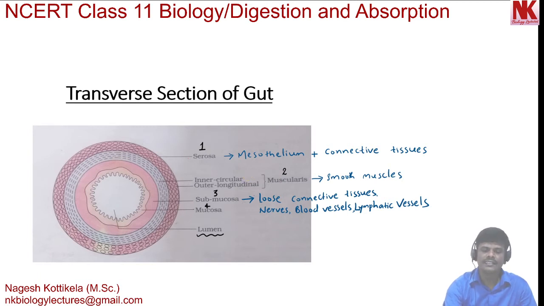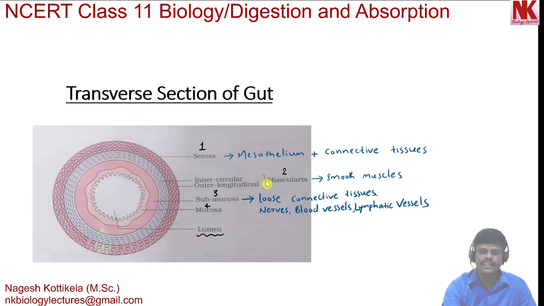Moving to the next, third layer is submucosa. It is formed by loose connective tissues that are supplied with nerves, blood vessels and lymphatic vessels. Here loose connective tissues can be areolar tissue and adipose tissues. Submucosa, you can see here, this is submucosa. Submucosa also forms glands in duodenum part of small intestine. Duodenum is C-shaped starting part of small intestine.